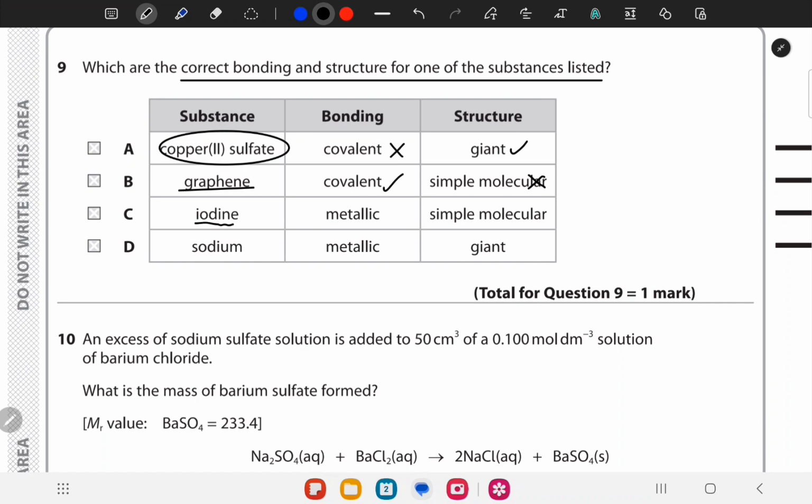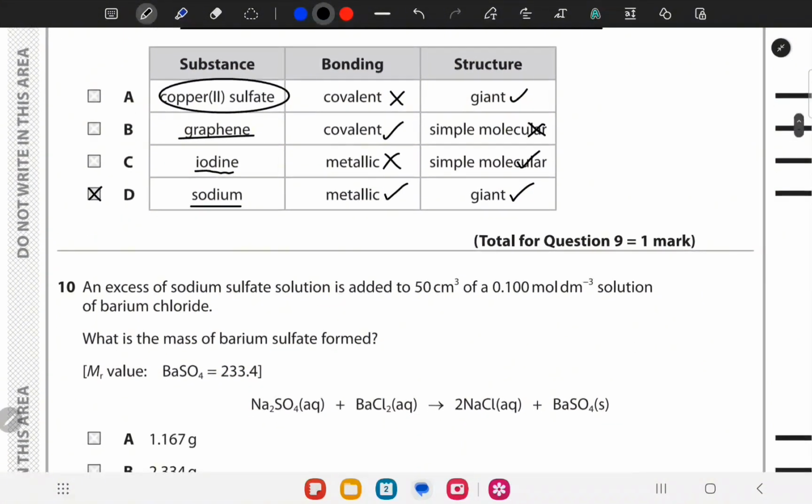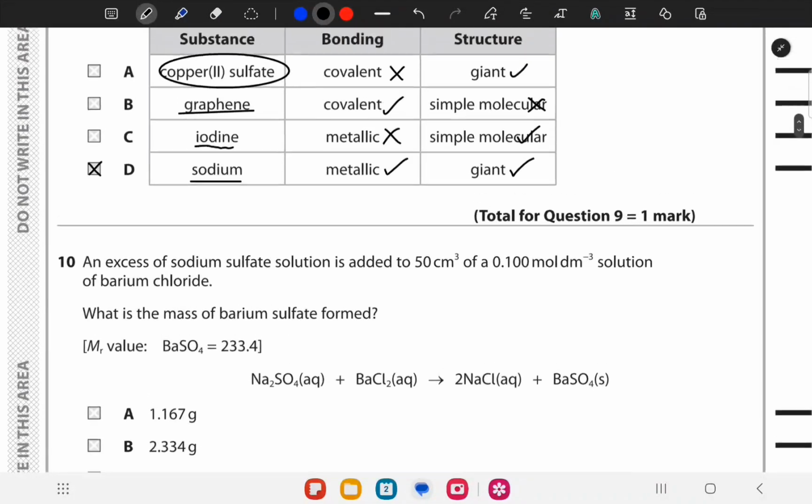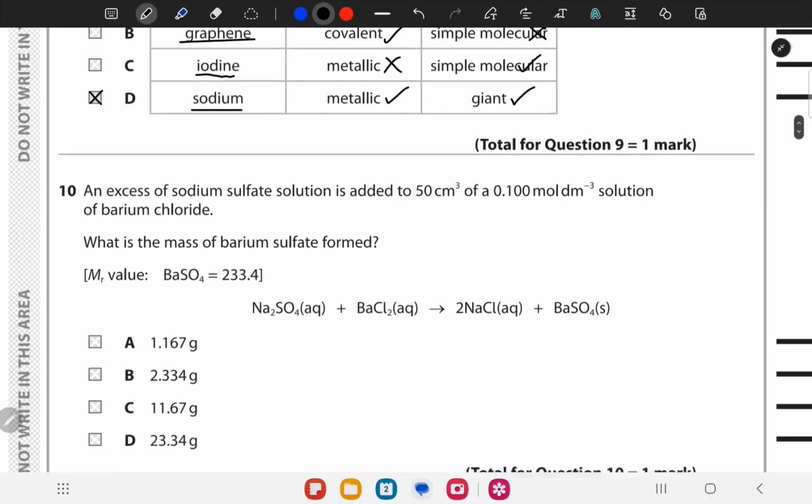Now for iodine, it is not metallic. It has a simple covalent structure. So this is correct, but it's not metallic. For sodium, we are told the bonding is metallic, so this is correct. And the structure is giant, so this is correct as well. So D is the answer. All metals have a giant structure, if you don't remember.